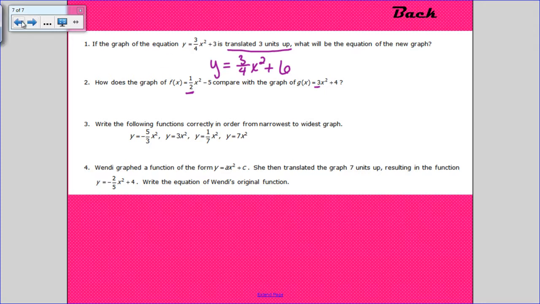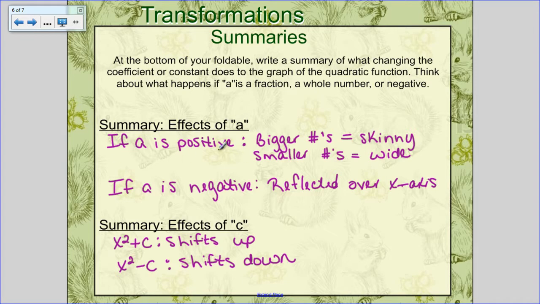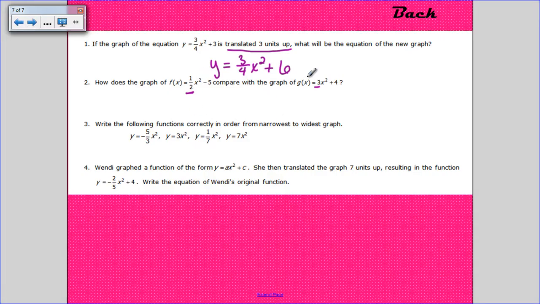And so what happens, if you look at your summary, if a is positive, and they both are, then the bigger the number, the skinnier the graph is going to be. So if I made the number bigger, I went from 1/2 to 3, that's definitely getting bigger. Then g of x is going to be skinnier than f of x. But that's not the only thing that happened. I also went from a -5 to a +4. And so if you're thinking about a graph, right here, this one is down at -5.